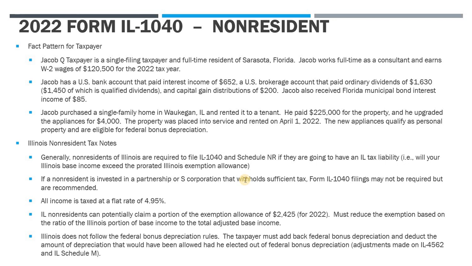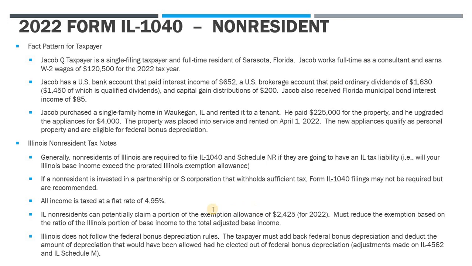Now, if you're invested through a pass-through entity like a partnership or S-corp, you might not have to file if the entity withheld the tax on your behalf. You might not have to file because the taxes were already withheld and paid, but it's still generally recommended to file to report that income and the withholding. In some cases you might even get a refund, depending on what expenses you have.